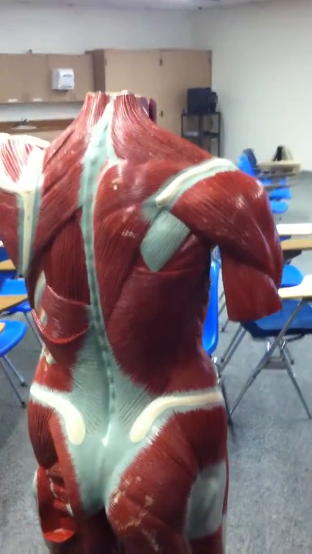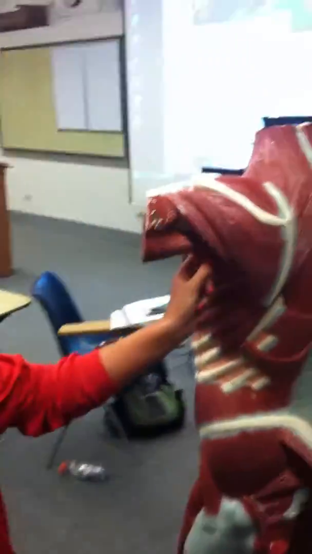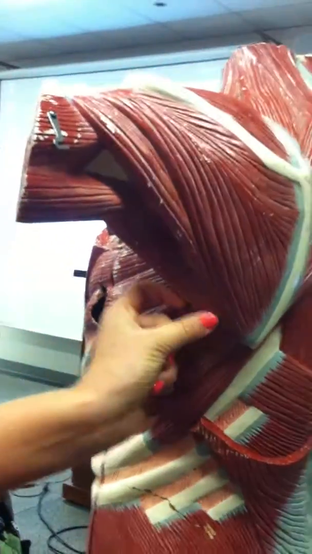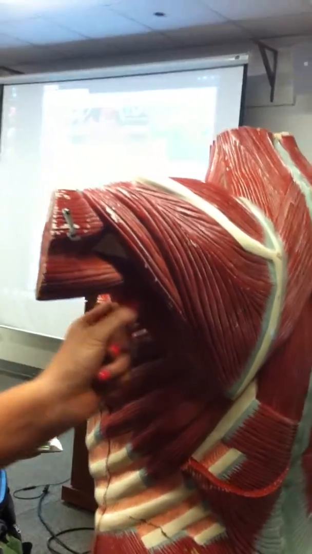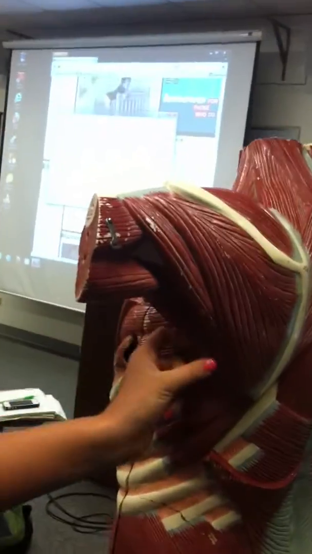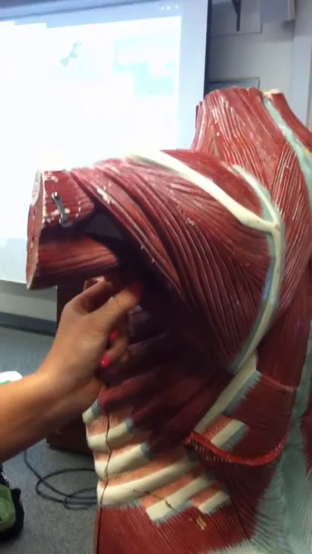Okay, next is the teres major. The origin is the axillary border of the scapula, and the insertion is the bicipital groove. It's under your armpit. That's the major one.